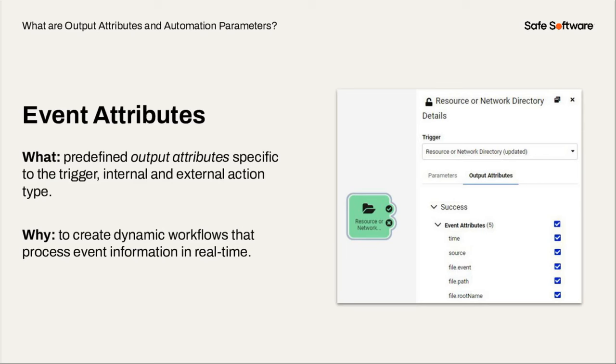These event attributes can then be inserted downstream within the automation to process the value in real time. So if we stick with this example, what this basically means is that the file path can be used as the source data set in a workspace, allowing data to be fetched and processed immediately as it becomes available without any manual intervention.